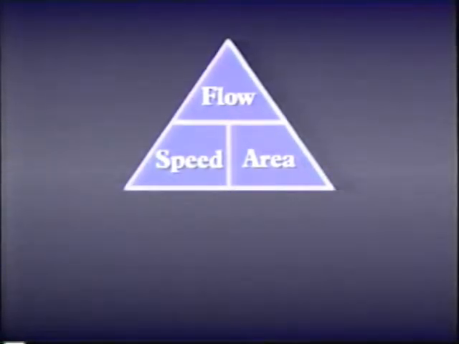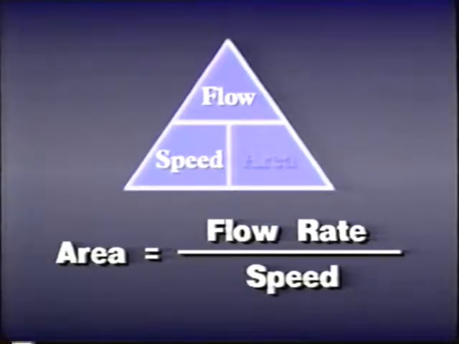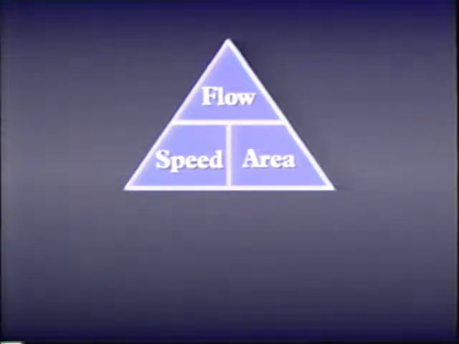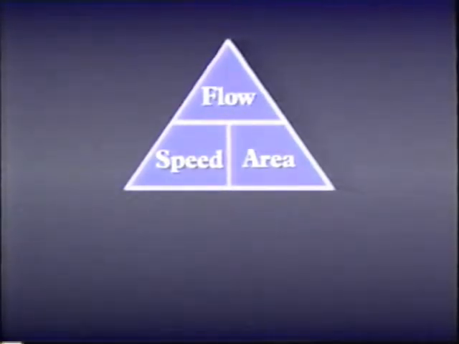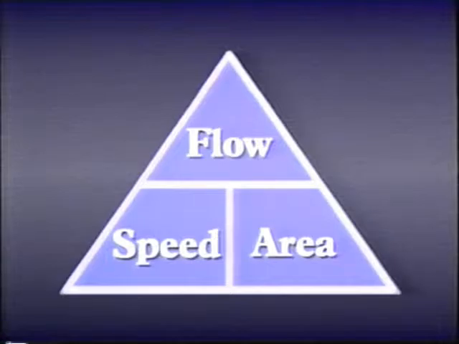If we are looking for what size cylinder will be needed to achieve a specific speed at a particular flow rate, we cover area and find that we need to divide the flow rate by speed. Or if we want to know what flow rate will be required to produce a certain speed, then it's speed times area. Remember that the flow rate, expressed as cubic inches per minute, is at the top of the triangle.